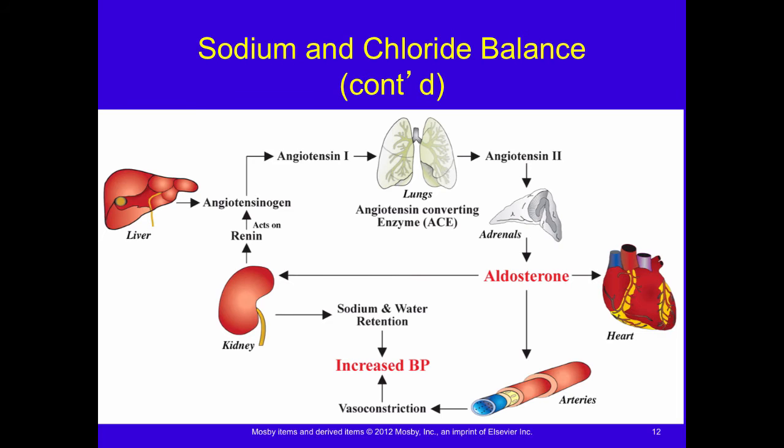Now, this system happens all of the time. It's constantly being triggered for you. It gets triggered by low blood pressure, obviously, because the end result is what? Increased blood pressure. So it's going to be triggered when your blood pressure gets too low, this whole cascade of events, and your end result will be a higher BP.